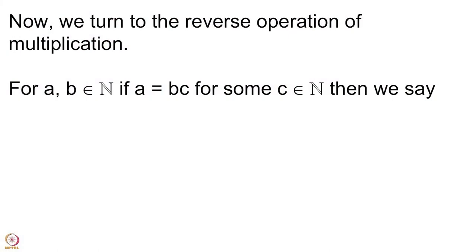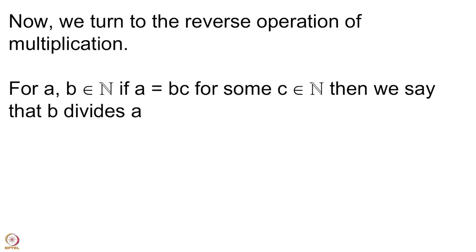Suppose we have a natural number A and another natural number B with the property that A is B into C for some third natural number C. If you have this, then we say that B divides A. Note it again that we are giving a definition of a natural number A being divisible by another natural number B. We are saying here, if you have A equal to BC for some third natural number, then B divides A. This is our definition of a natural number dividing another natural number. We will use our mathematical short form to write this as B vertical bar A. But while reading it, we will simply read it as B divides A.